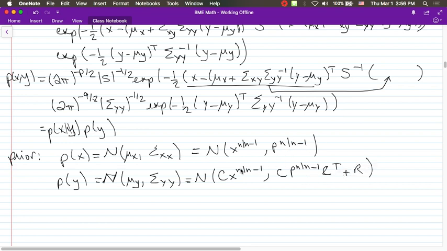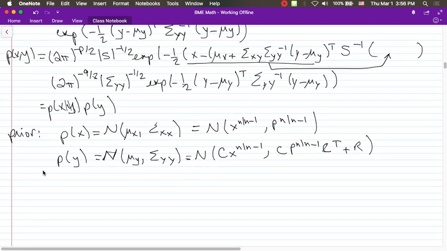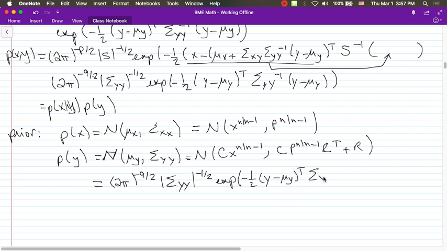So what does that mean? That means that my P of y was equal to 2 pi to the minus q over 2, variance sigma yy, its determinant to the minus 1/2, times the exponent of minus 1/2 of y minus mu y transpose times sigma yy minus 1, y minus the mean.